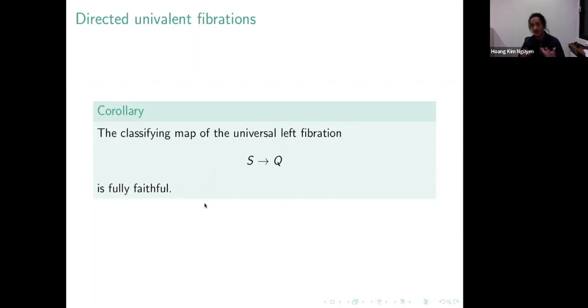Right, so maybe let's talk about how you can improve this to a full straightening-unstraightening equivalence. How to get to a full straightening-unstraightening equivalence. I hope this is readable. If not, let me know. So the idea is, we cannot really avoid straightening and unstraightening, but we can do it in a much simpler way.